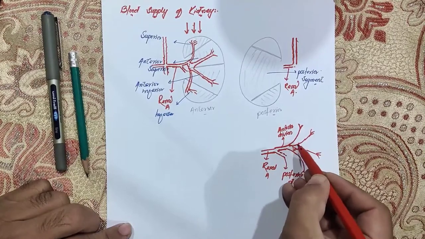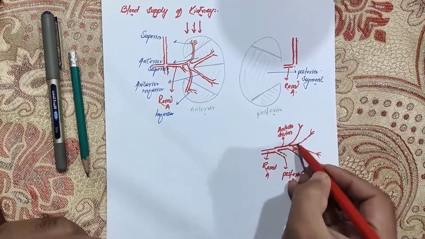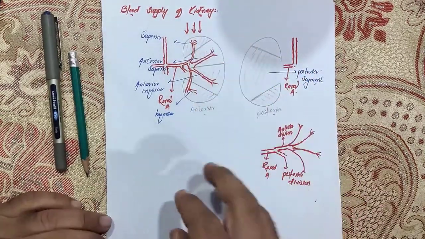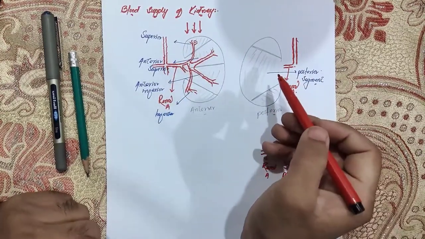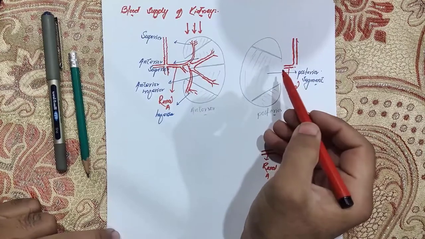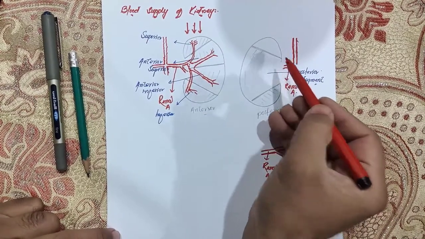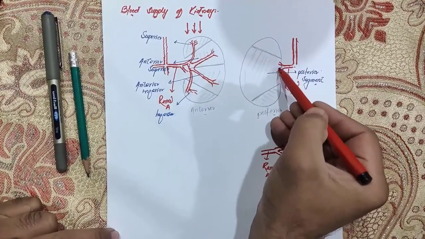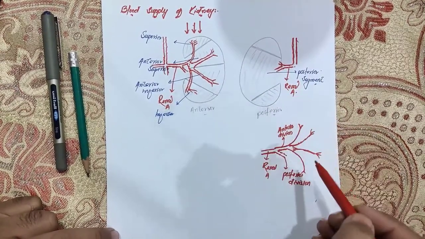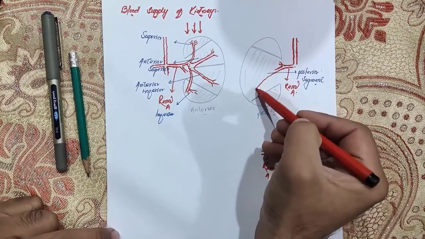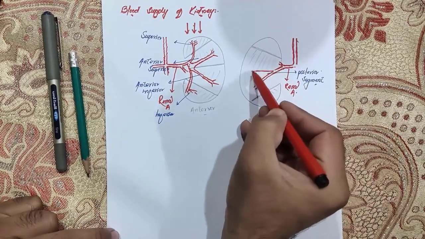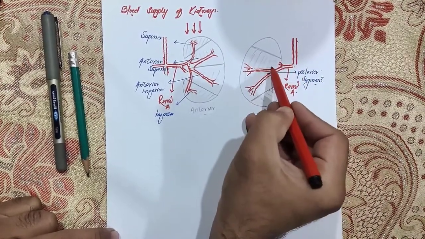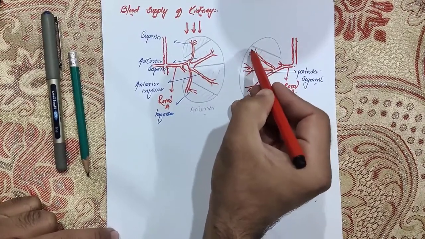So how many branches the anterior division of the renal artery gives? Four branches, right? And these four branches enter your kidney and supply blood to the anterior four segments, right? And then what happens? The posterior division of the renal artery will give a superior and inferior branch, it will give a middle branch, like this, and supply blood to the mass of the kidney. So it's like this, right?